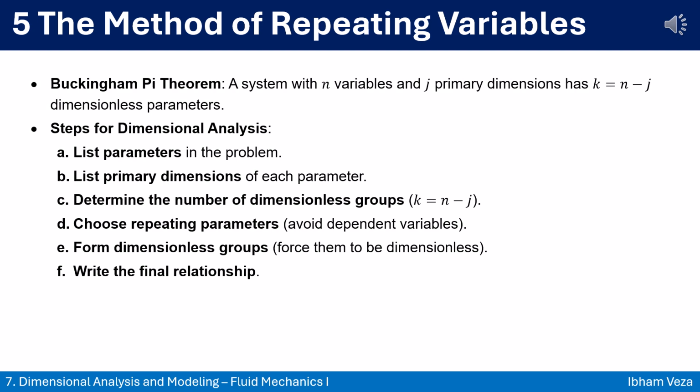Calculate how many pi groups you need. K equals n minus j. Choose repeating variables carefully. Avoid dependent ones. Build your dimensionless groups by forcing combinations to cancel out dimensions. Finally, write the clean, dimensionless relationship. This method turns messy problems into elegant, universal equations.